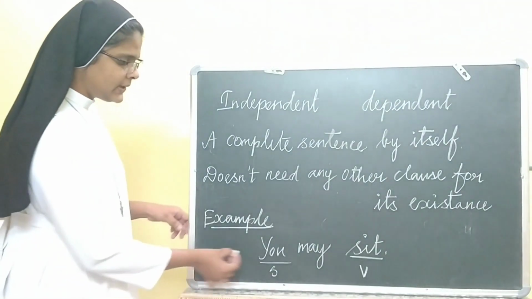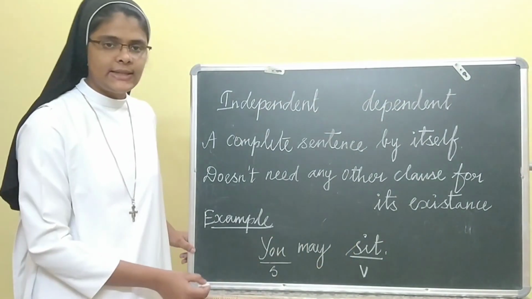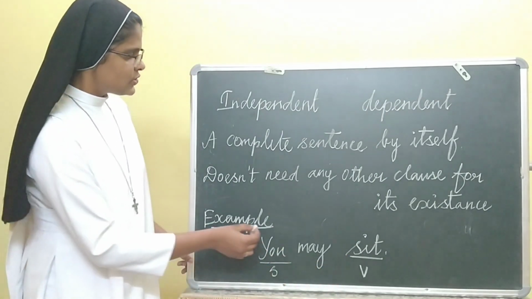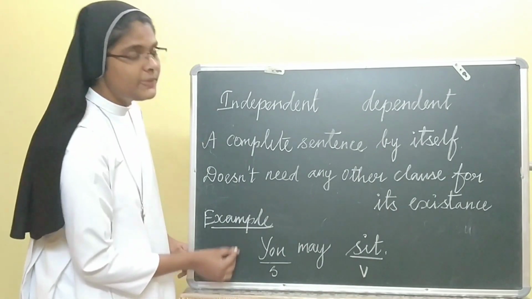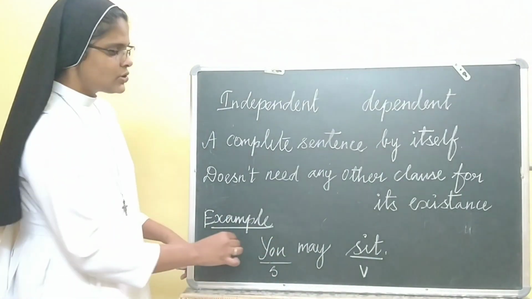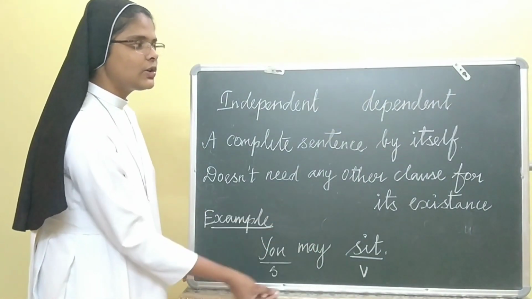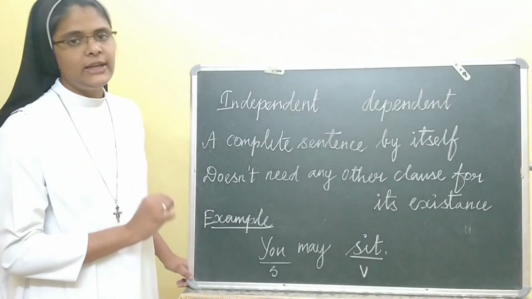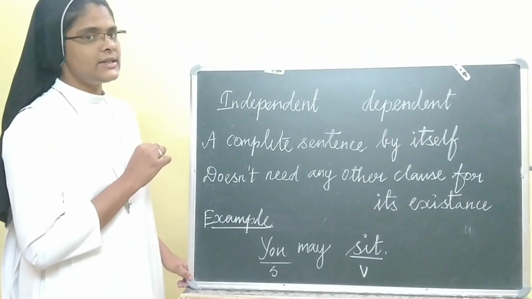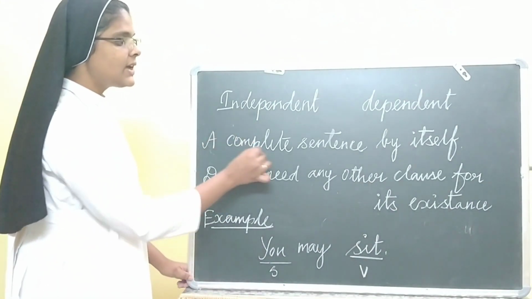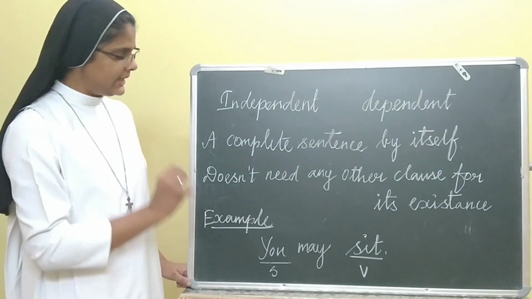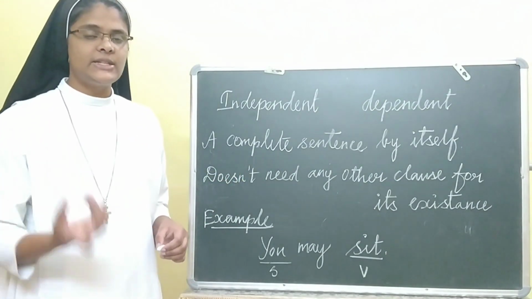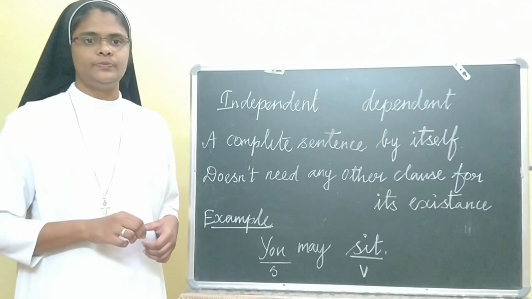For example, you may sit. Here you is a subject, sit is a verb. So it is giving a complete sentence by itself. It does not need any other clause like a dependent clause. So this is an independent clause. What is an independent clause? It gives a complete sentence by itself. It does not need any other clause for its existence.